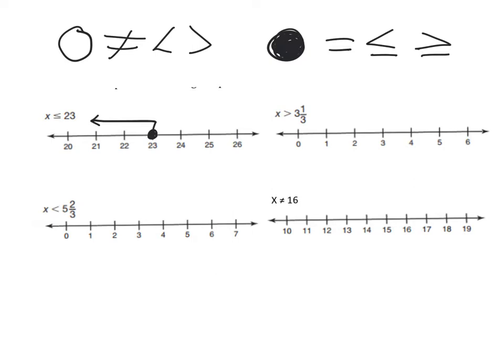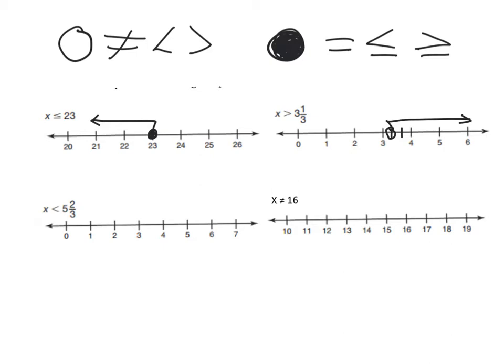Next we have x is greater than 3 1/3. And if you notice there's no 1/3, so you're going to have to break the line up. So now this would be 3. You would have 3, 3 1/3, 3 2/3, and then 4, because that would be 3 3/3. And it's going to be an open circle, and then it says it's greater than. So we are going to go to the right.